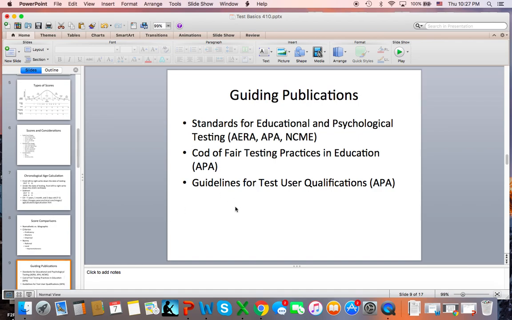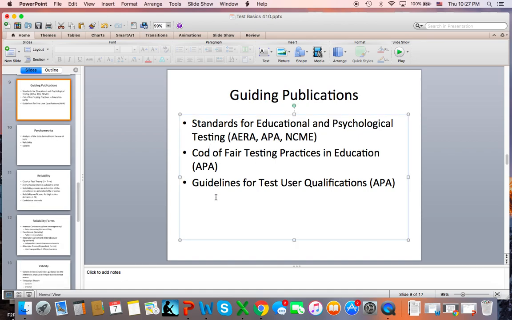psychological testing, they were a joint venture of the American Educational Research Association, the APA, and others. The Code of Fair Testing Practices in Education is published by the APA. Guidelines for Test User Qualifications, published by the APA. The National Association of School Psychologists also has a guiding document regarding the ethics of testing and assessment.